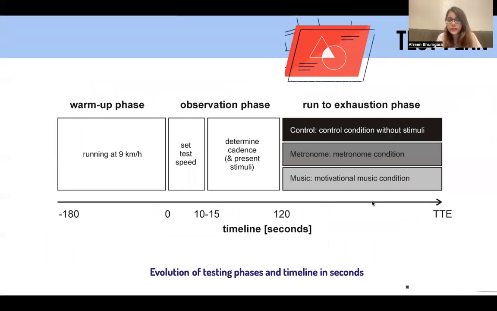So this is the timeline in seconds, as well as the different phases, which is the warm-up phase, the observation phase, as well as the running phases. So the warm-up phase includes running at 9 km per hour. The observation phase includes setting the testing speed, as well as taking different features and factors that we can collect from the Polar device. And the running phase also includes different types of conditions, whether we include the music during that phase or whether we don't. So this is the evolution of different testing phases and timeline in seconds.